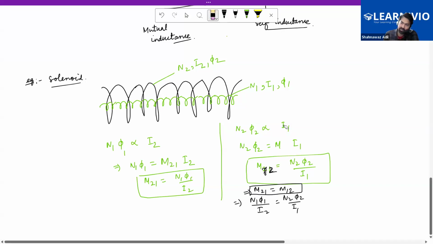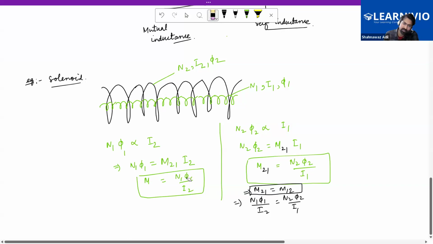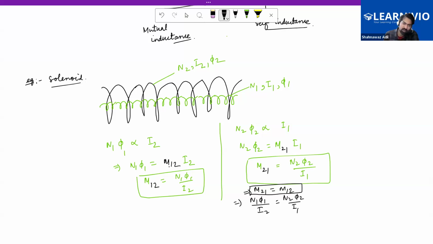So mutual inductance in 1 due to the current I2, and mutual inductance in 2 due to current I1. That is how we identify this. So this is what we call mutual inductance, right?